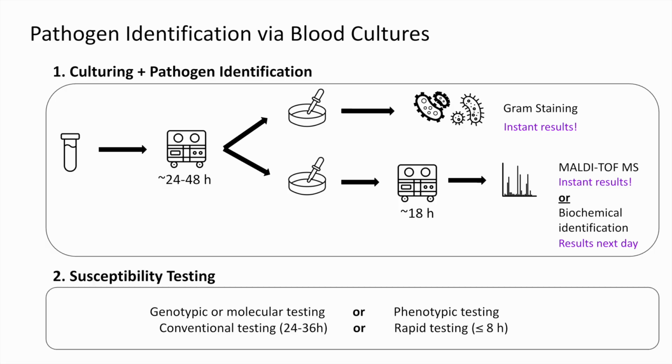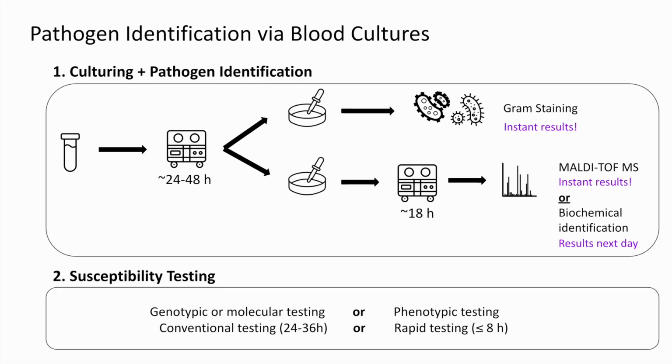So then we can go on to susceptibility testing in another subculture. And we can either do genotypic or molecular testing, which looks specifically for antibiotic-resistant genes or gene products, or we can do phenotypic testing, which exposes bacteria to certain antibiotics, and we just see whether they survive or die off. And we can do conventional testing, which includes a whole host of different tests that roughly takes 24 to 36 hours to give us back results. Or we can do these rapid testing methods, which gives us results within about 8 hours, and this can be either phenotypic or genotypic-based testing.